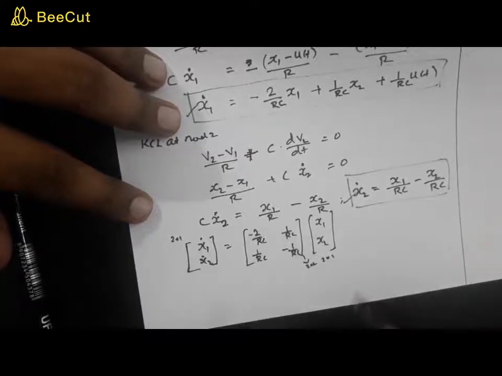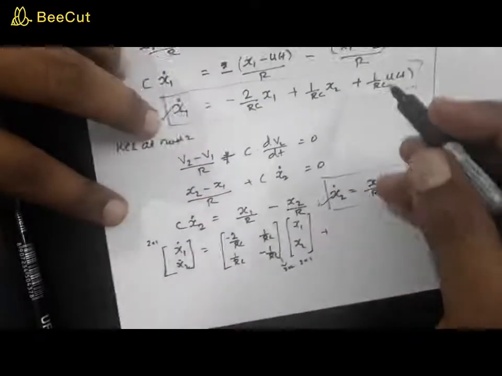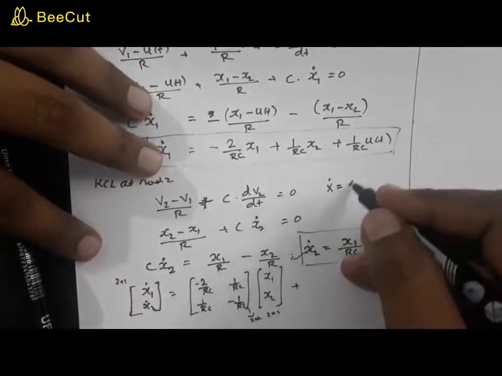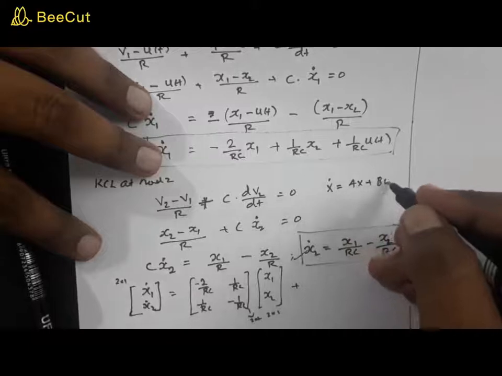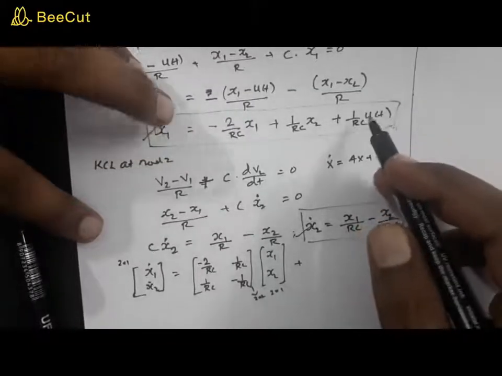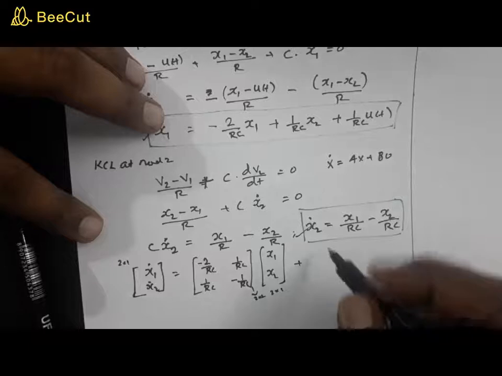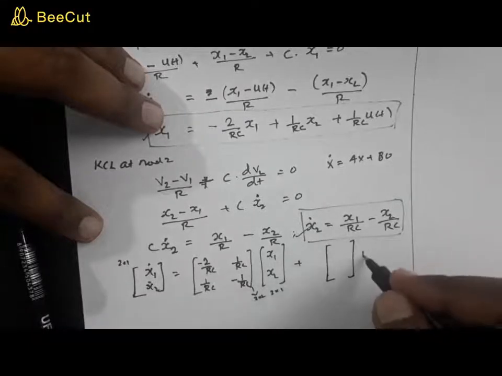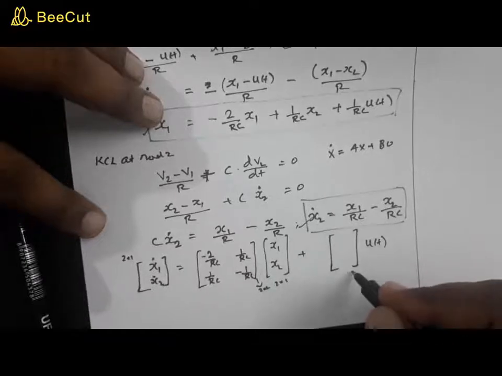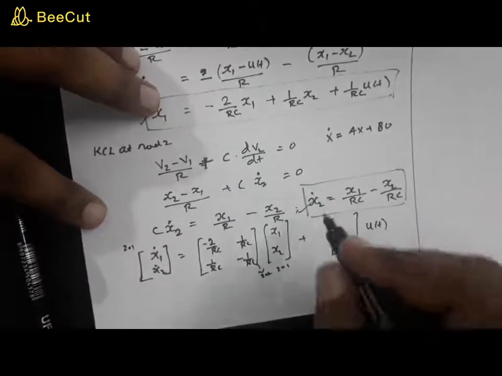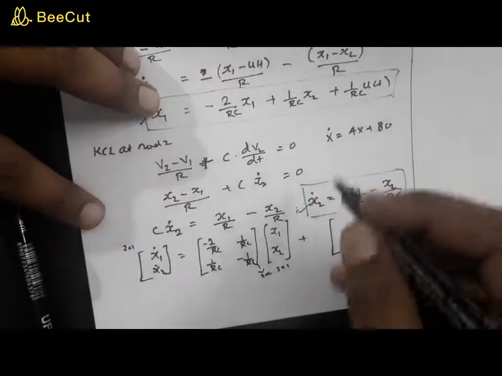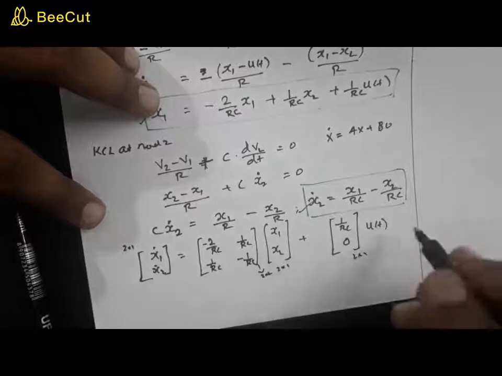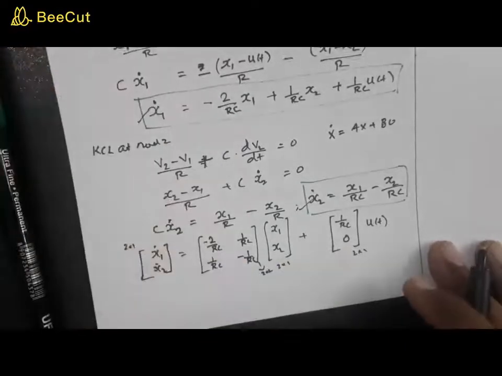Now, is it complete? No, because this x1 dot has an input side. Do remember the state equation is of the form Ax plus Bu. There is a u term in the first equation, while in x2 dot you don't have such a term. The input is u of t, so you can multiply by again a 2 into 1 matrix. In the first equation, you have a 1 by RC coefficient. In the second equation, you don't have any u of t. So this is actually your state equation.